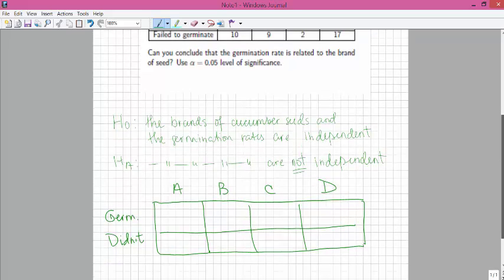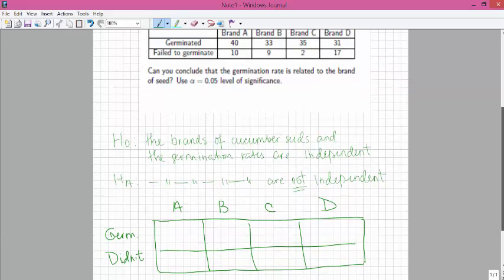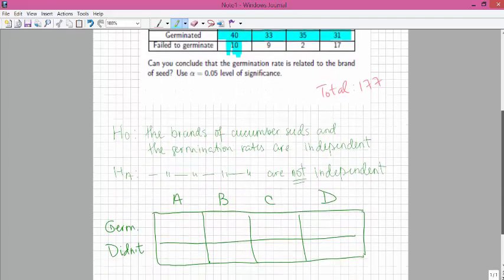If you were to do it by hand, what would you have to do for each one of these cells? You would have to find the grand total. Well, what is the grand total? I already computed it. The total for the sample is 177 seeds. So for brand A, I would have to do the total for the row times the total for the column, and then divide that by the grand total. Let me go ahead and do one computation here.